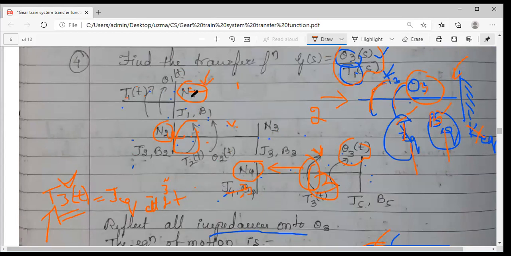So torque 1 is associated with N1 teeth, torque T2 is associated with N2 teeth as well as N3 teeth, because in one shaft you will get both teeth. This is N2 and this is N3. Fine.